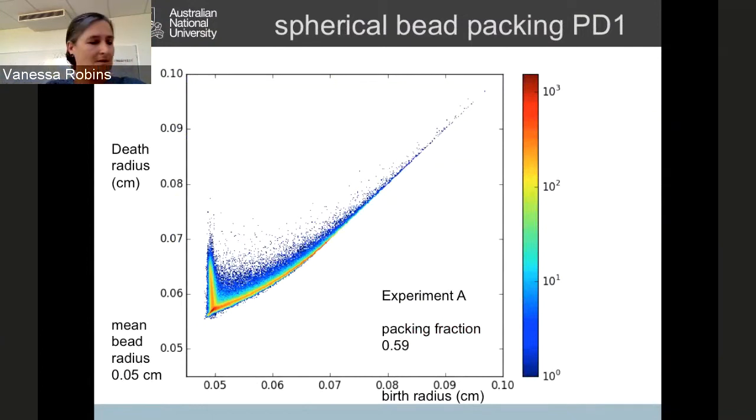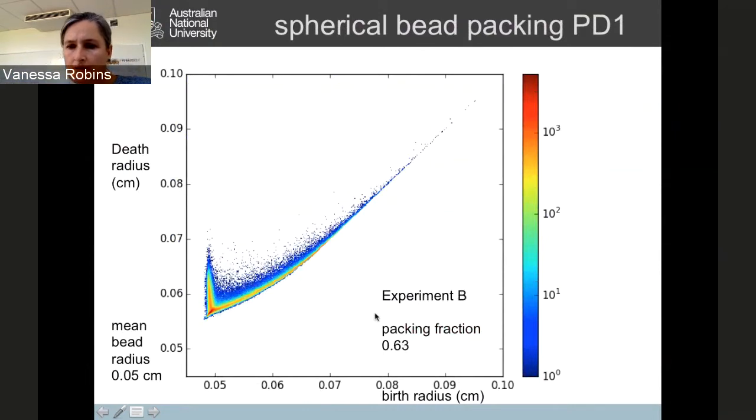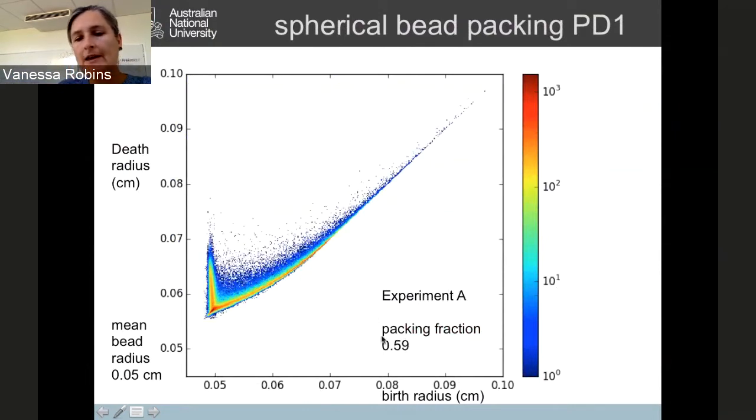So what we have here is the PD1. So this is the first order homology diagram for the loose packing fraction, about 59%. And we're looking at the one-dimensional homology. So this is the cycles formed by local configurations of beads. And we'll just have a look at what happens between 3 different experiments. So each experiment has around 150 to 200,000 beads in them.